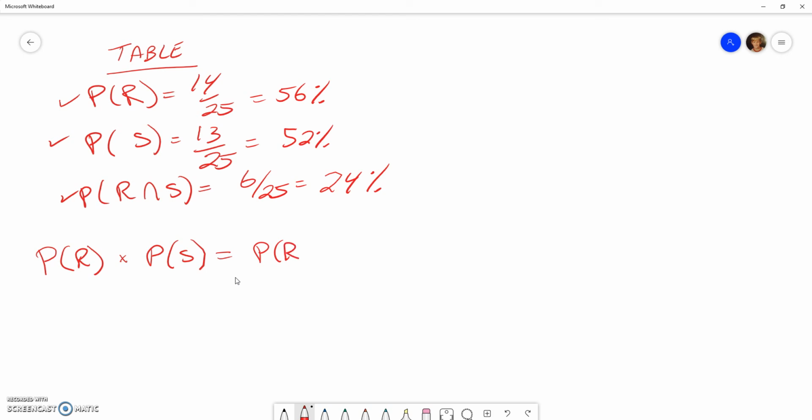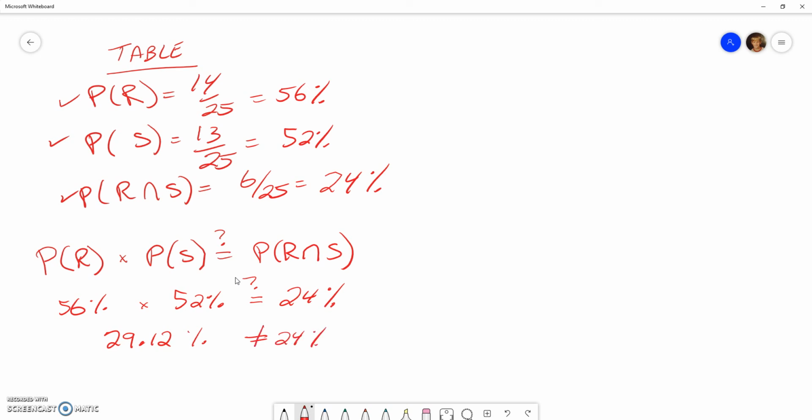So the probability of red candy and Smarties candy, if we multiply them together, if they're independent, they will equal what we have observed. So red candy is 56% times the Smartie is 52%. This is what we have observed in our real life situation. Does that equal, big question mark, does that equal 24%? These probabilities on the left side, multiplying those together, we get 29.12%. Does that equal 24%? And the answer is no, they are not equal.